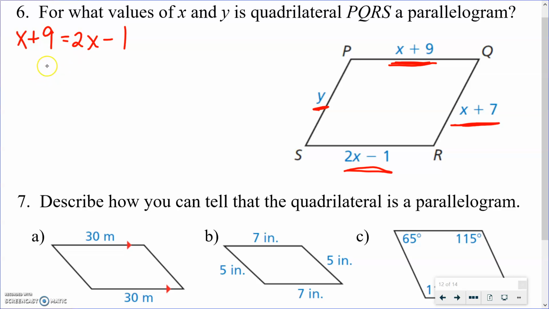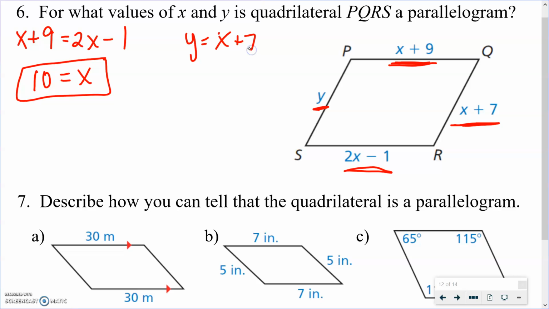So if I do this, I would get 10 on this side and x over here. So I know x is equal to 10. Then I know that y is equal to x plus 7. But now I know that x is 10. So I know y is equal to 10 plus 7. So y is equal to 17.